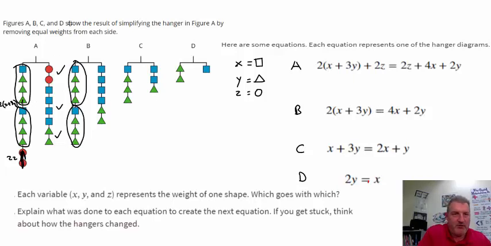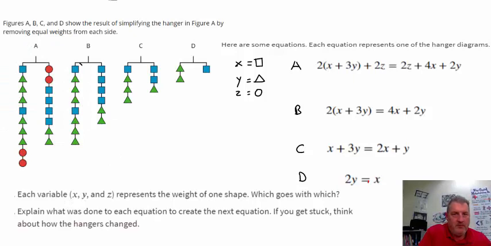Well, if we look at the picture, going from this picture to this picture, what's changed? It looks like they removed the circles, right? They got rid of those circles. Where are the circles? The circles are z. So they removed 2z. So on the hanger, we can just cross them out by removing them.